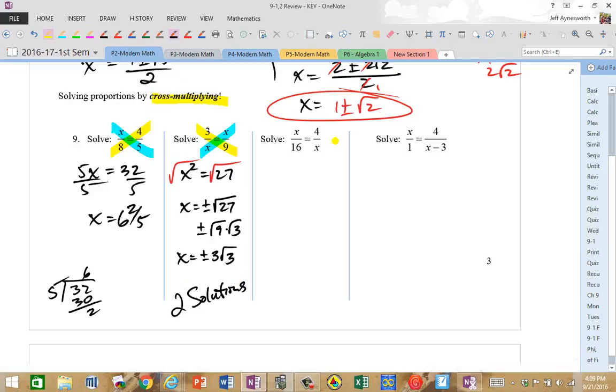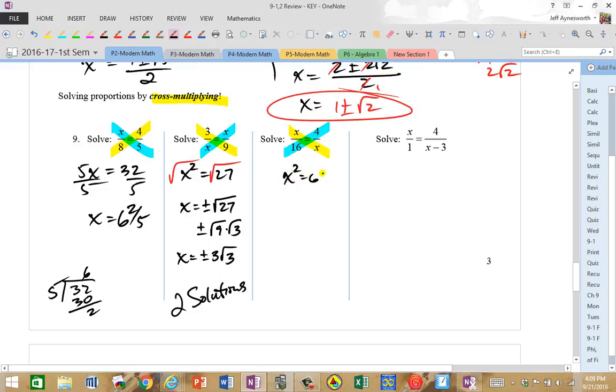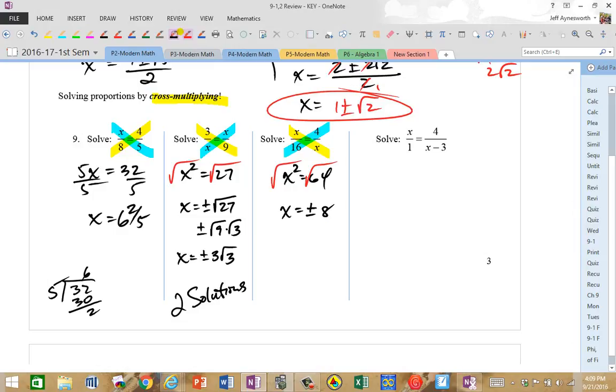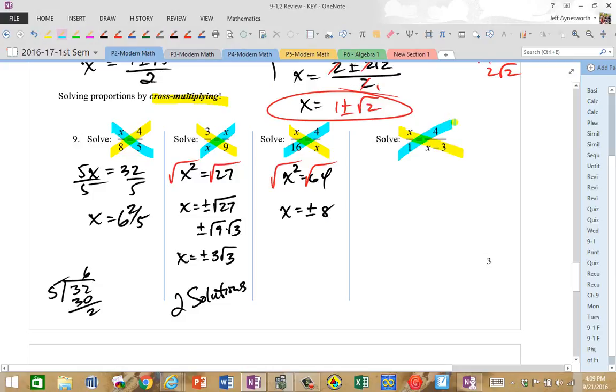All right, same thing here. We got x squared is equal to 64. So x squared equals 64. That means x is equal to plus or minus 8. Why is that? Well, if you square root 64, you get 8, right? But you got two solutions, okay? 8 squared is 64 and negative 8 squared is 64. So keep that in mind, okay? You got to be careful on this one here.